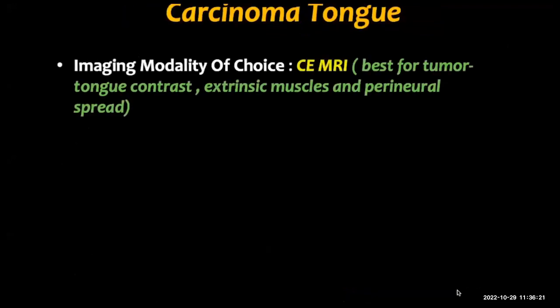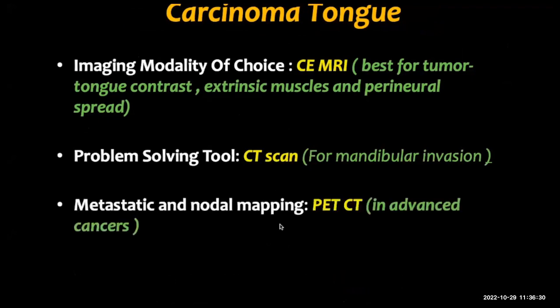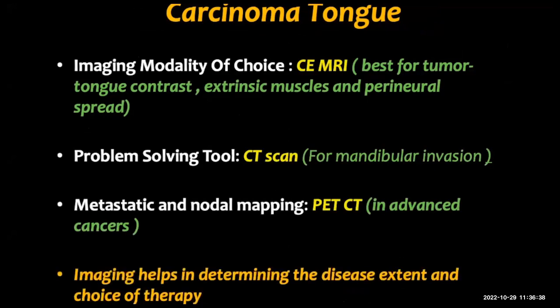Once you've diagnosed the carcinoma of the tongue using contrast MRI, CT is used as a problem-solving tool, and for metastatic or nodal mapping, you can either use PET-CT in advanced cases, or you can use non-contrast CT of the thorax. Imaging not only helps in defining the extent of the disease, but also helps in making the choice for the therapy, and we'll see that in subsequent slides. So let's look at the anatomy of the tongue.